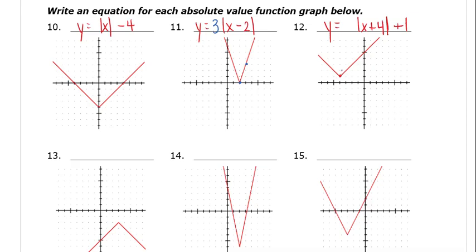And it looks like it went up 1 and over 1, so no slope out front. So number 12 is y equals the absolute value of x plus 4, plus 1.